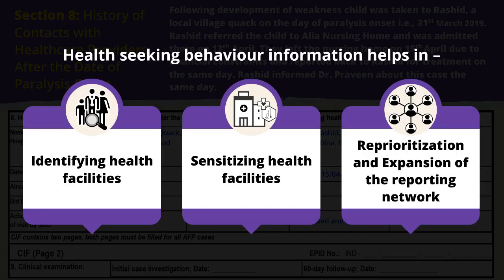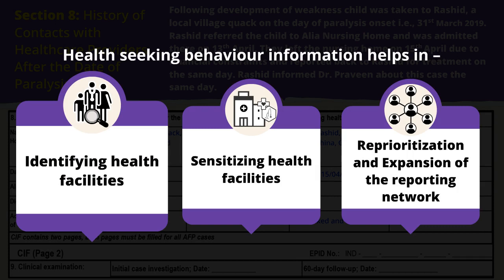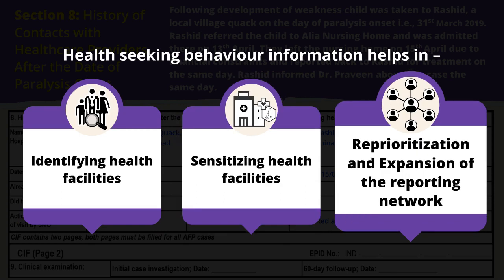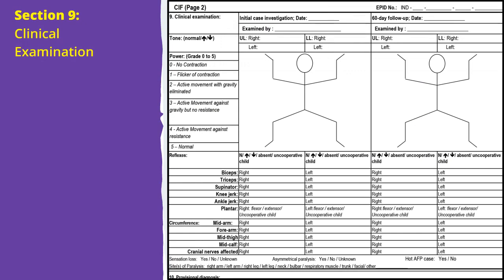The help-seeking behavior information helps in identification of all the health facilities which a suspected case may have visited. This information helps in sensitization of health facilities for timely notification of suspected cases as well as reprioritization and expansion of the reporting network. Section 9 is on clinical examination.